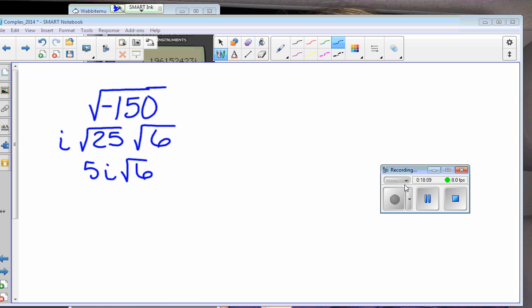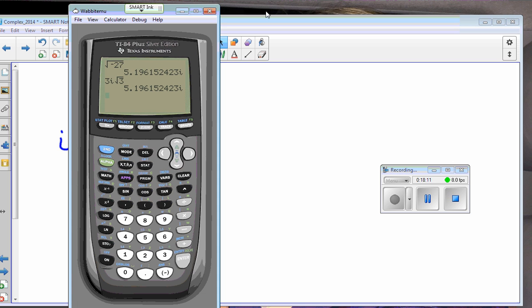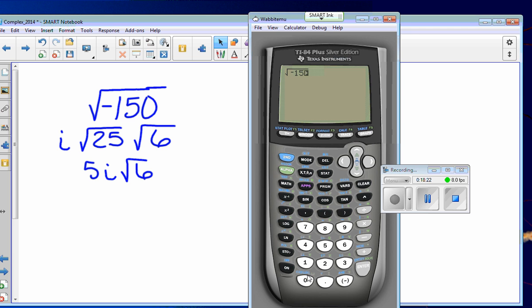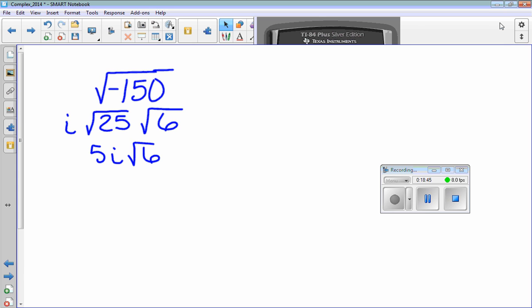Let's just double check that that is the answer. So I can check it with the calculator. I can go ahead and say the square root of negative 150, and you're going to get some crazy decimal answer, and I get that. And then I'm going to type in what I think I reduced it to, 5i square root of 6, and I got the same thing. So I reduced it right. Okay? So we can use our calculator to verify. Pretty easy. So that's really imaginary numbers.